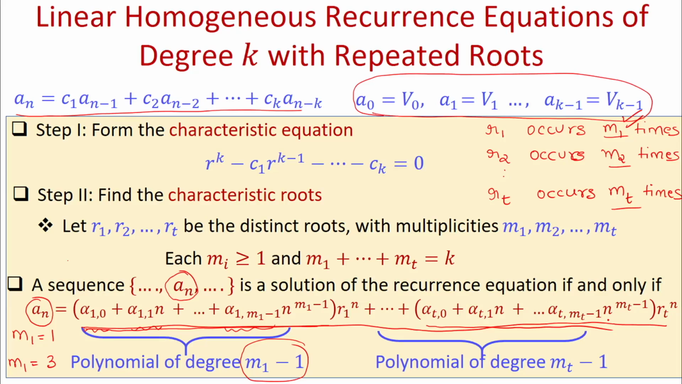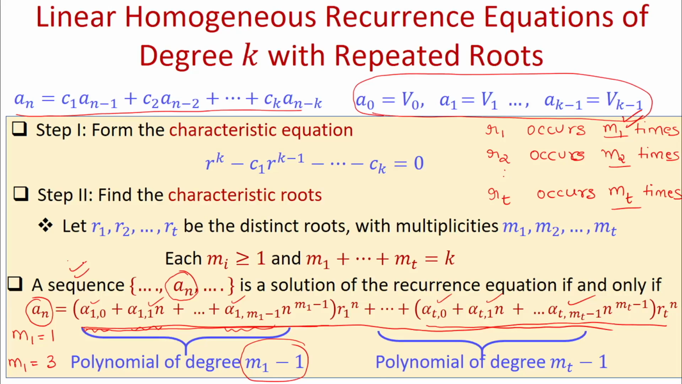So it will be raised to power n, and it will be preceded by a polynomial of degree m of t minus 1. Right? So all these alpha values are constants here, unknown constants. By substituting various values for these alphas, you get various sequences satisfying the recurrence condition.